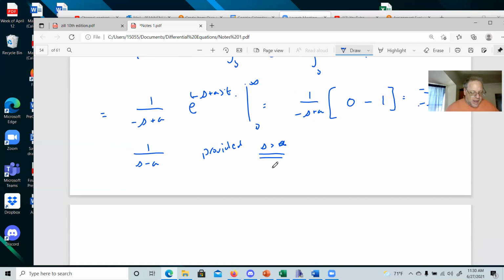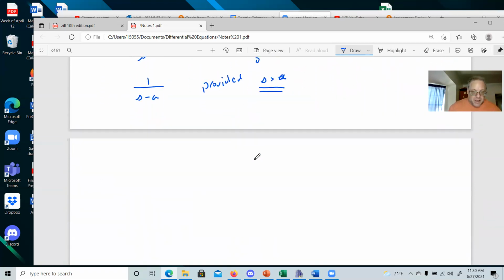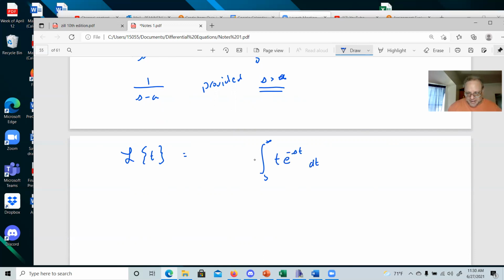So let's see here. How about a polynomial? Why don't we try taking the Laplace transform of something like t? This is going to be the integral from 0 to infinity of t e to the negative st dt. Oh, we have to do integration by parts. So let u equal t, du equals dt, dv equals e to the negative st dt, v equals 1 over negative s, e to the negative st.